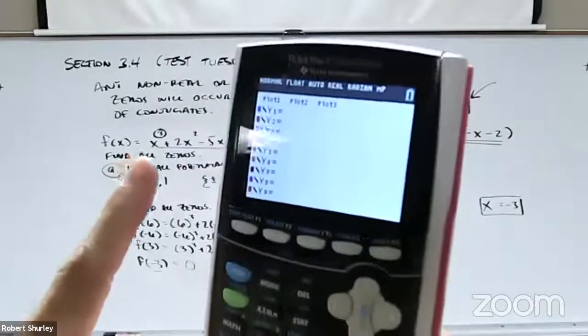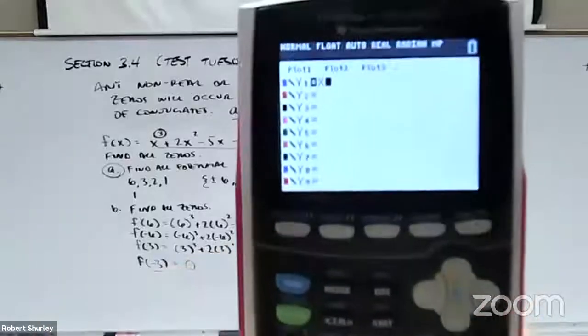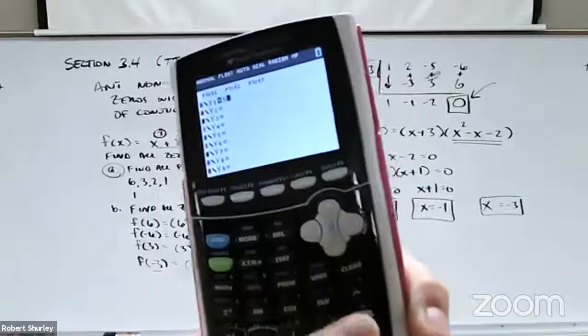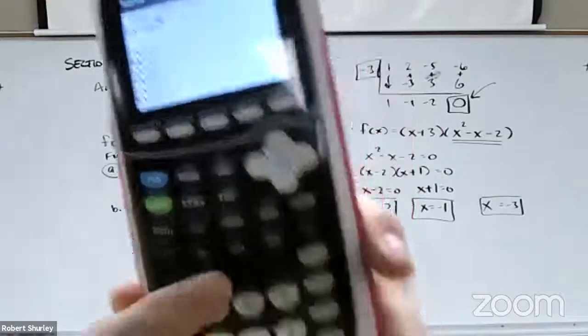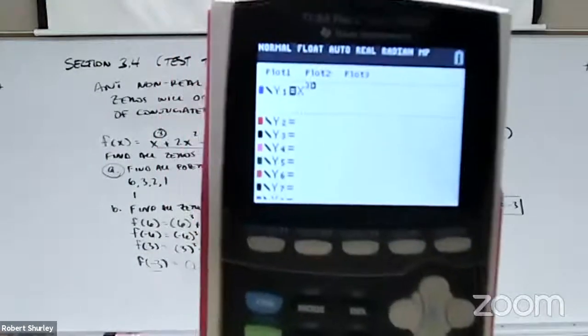So if I want to put in x cubed, I'm going to click the x button. Notice it brings up x. Now it's got to be cubed, so remember, I'm going to put in the caret button. That makes it an exponent. And then I'm going to put in 3 because it's cubed. Boom, I've got x cubed.